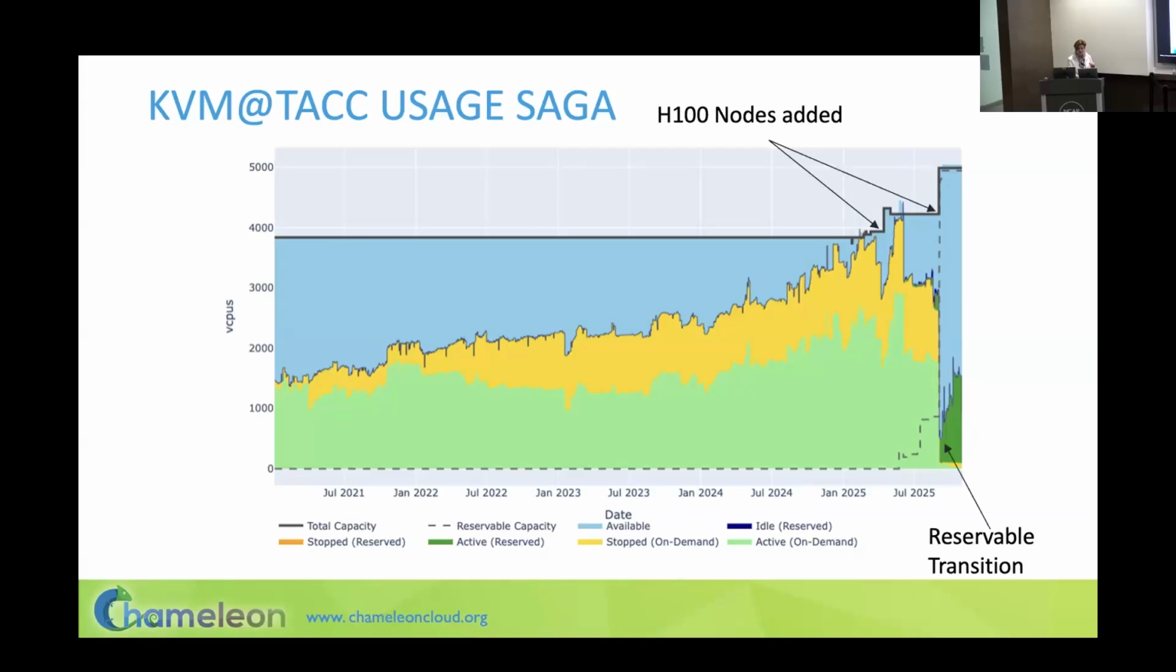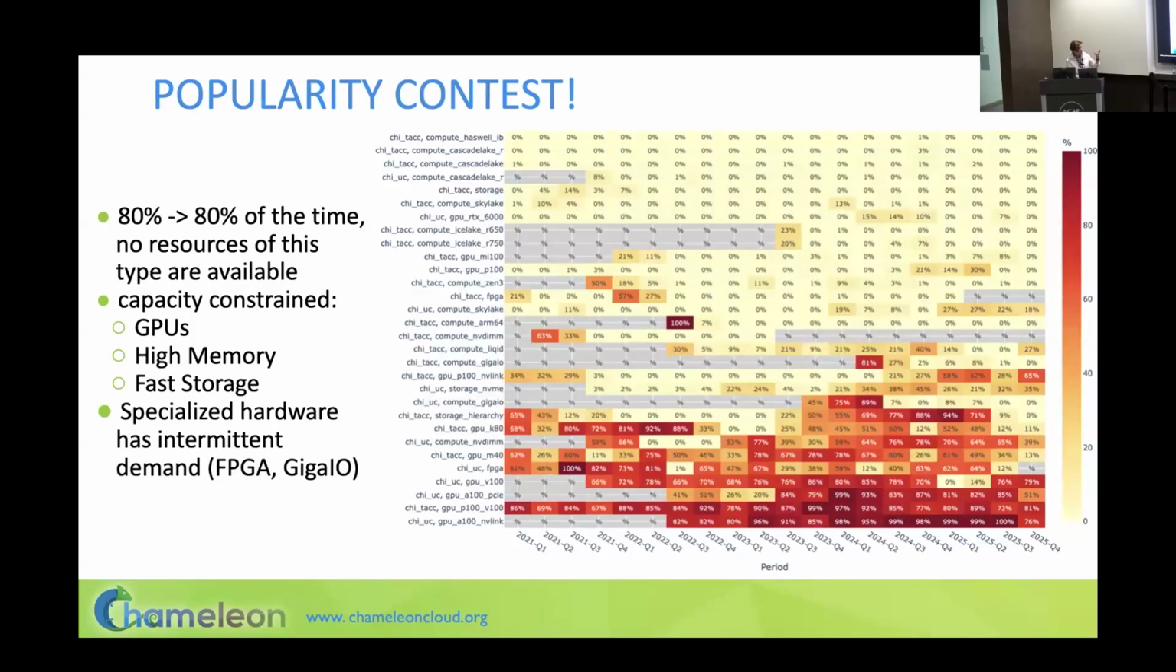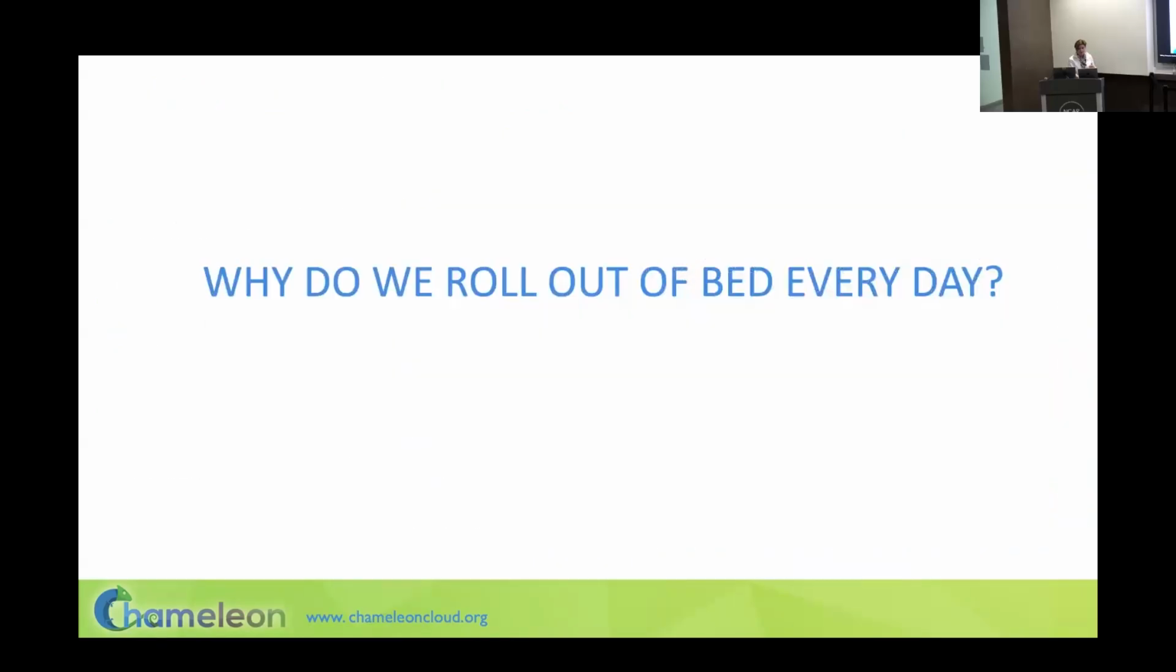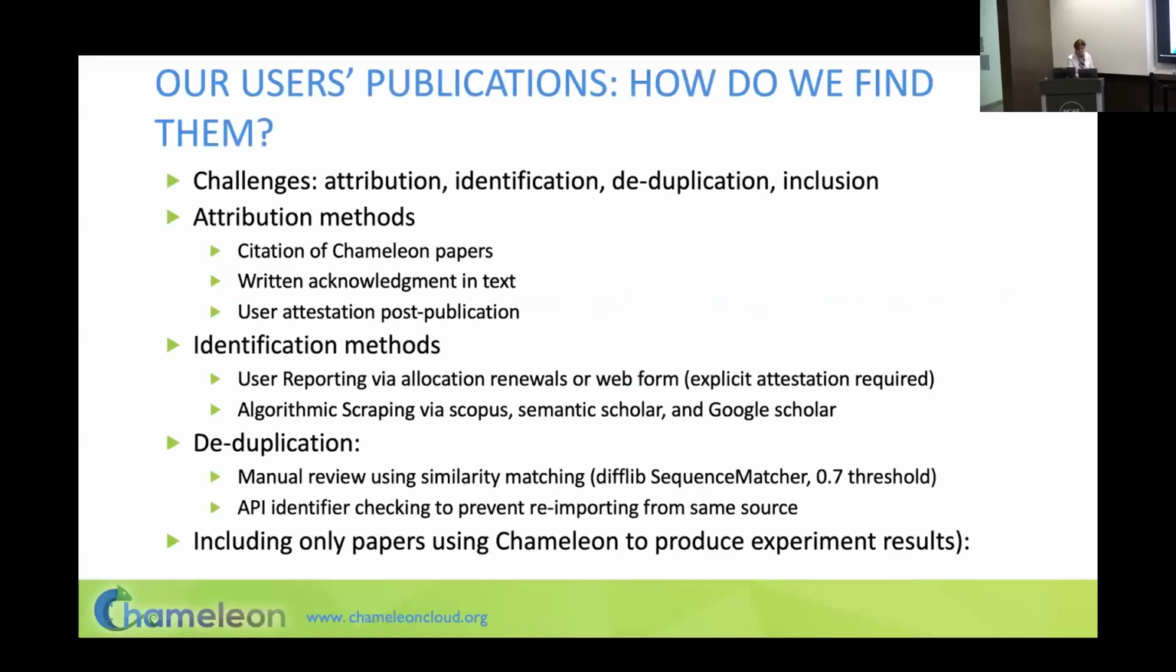So again, annotations on the graph and a quick temperature map for which resources are most popular. This is a popularity contest really, right? You can see, of course, GPUs are the most popular, but other resources providing different diversity options are used too. And why do we do all of this? We do all of this, of course, to support our users' research and education.